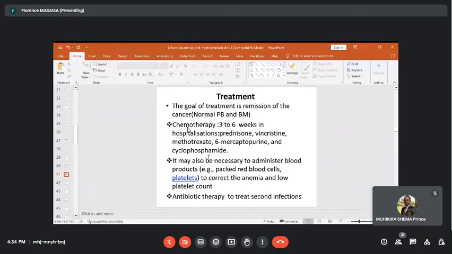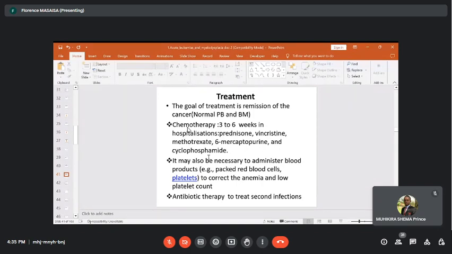So how is acute leukemia treated? The goal of the treatment is to get remission of the cancer, meaning that you have normal peripheral blood but also normal bone marrow. The blast count we saw was more than 30, and sometimes all the cells in the bone marrow are blasts. So the cells should come back to the normal range, and the full blood count should come to normal, without anemia and without thrombocytopenia.